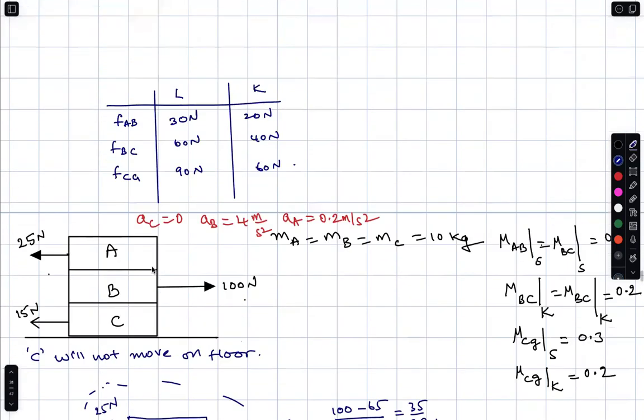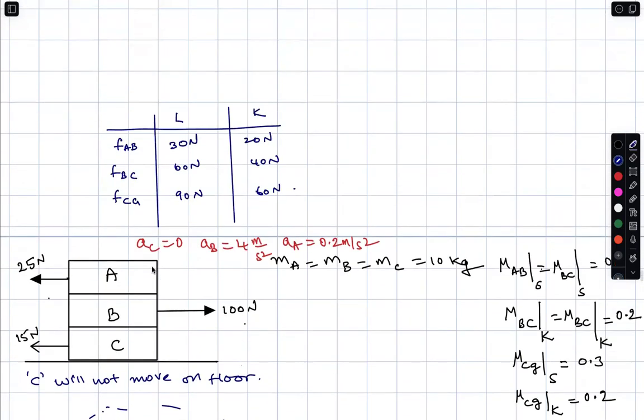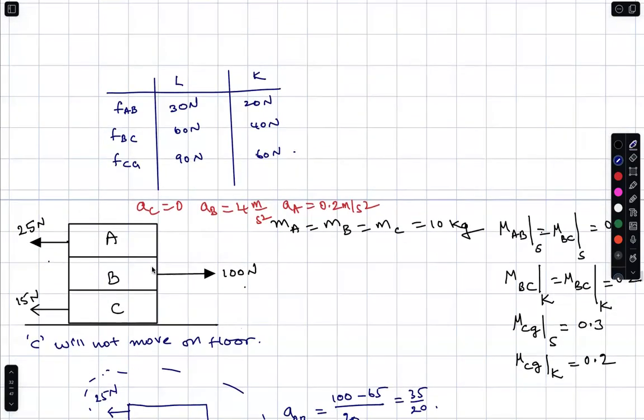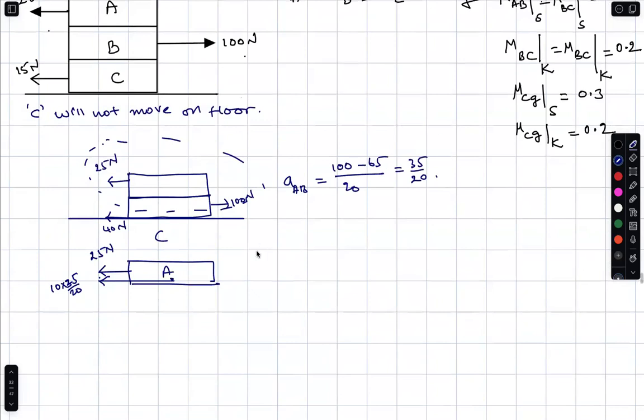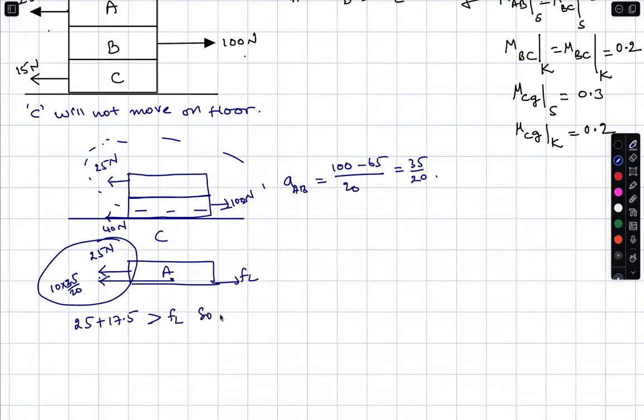42. The maximum opposition that you could do is 30, whereas the tendency of motion, the tendency force, is 40. So yes, there is slipping between A and B. That I have concluded. So it is F limiting, and this sum 25 plus 17.5 is greater than F limiting. So the conclusion is A will slide over B. And one more important point.